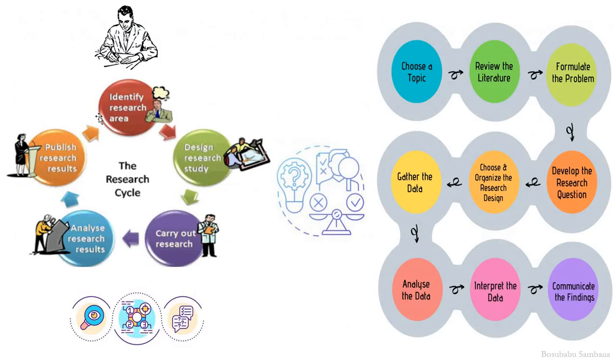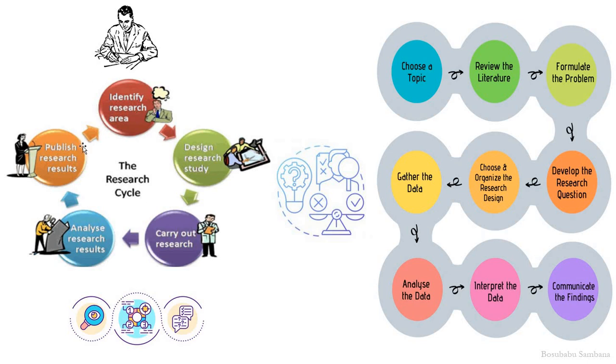Then this is the research cycle: how we prepare the manuscript based on various factors. These various factors are generally called a cycle, and the cycle is called the research cycle. In the research cycle, first one, identify the research area.